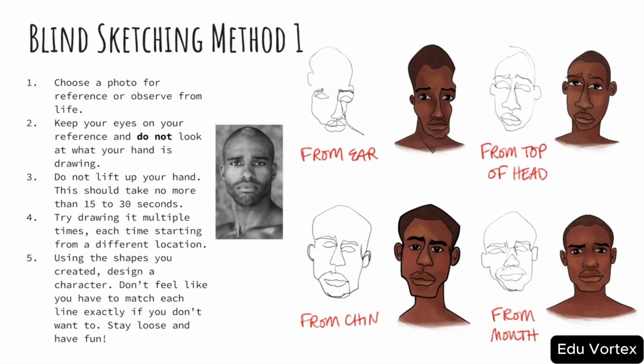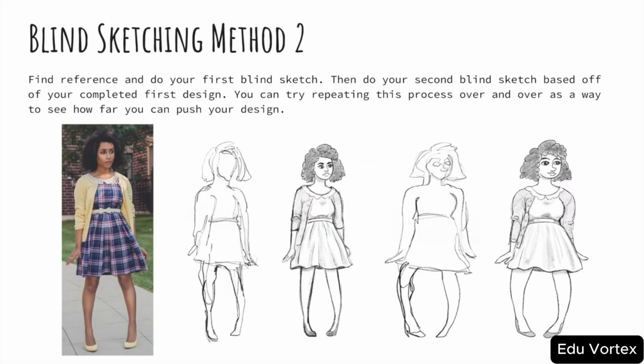Try drawing it multiple times, each time starting from a different location. And using the weird shapes you've created, design a character. Don't feel like you have to match each line exactly if you don't want to. Just stay loose and have fun with it. Another way to do it is to find reference and do your blind sketch, then do your second blind sketch based off of your completed first design. And you can try repeating this process over and over as a way to see how far you can push your design.